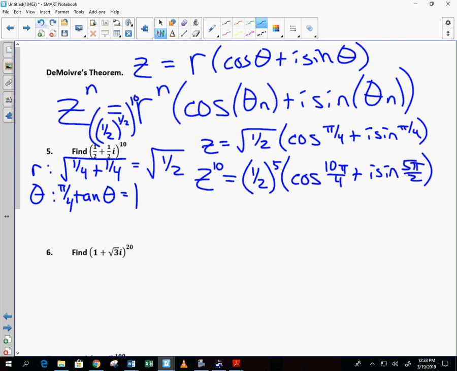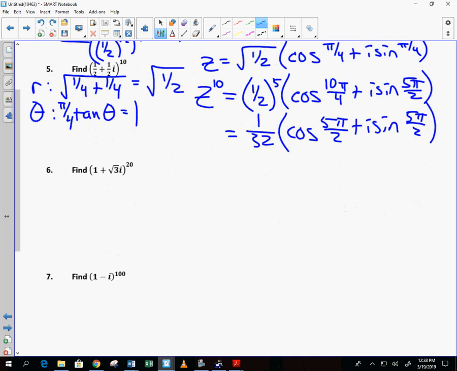Nope, that's not the final answer. What's 1 to the 5th? 1. What's 2 to the 5th? So 1 over 32 times the cosine of 5 pi over 2 plus i sine of 5 pi over 2. You can't leave an angle if it's bigger than 2 pi. And 5 pi over 2 is definitely bigger than 2 pi.